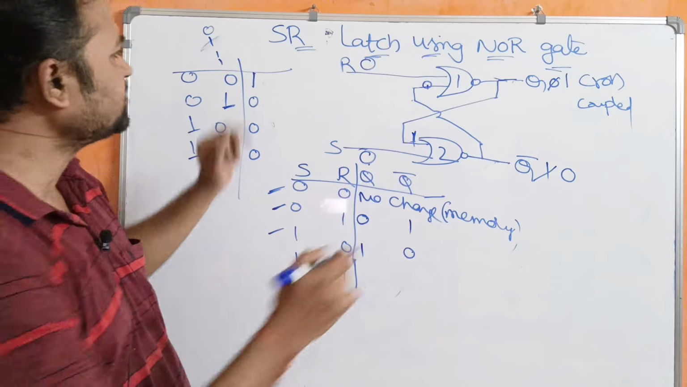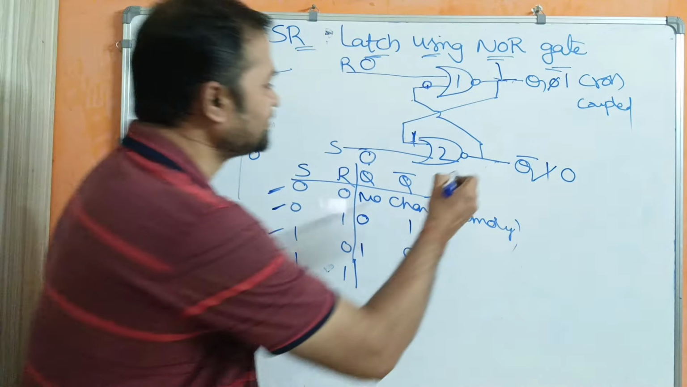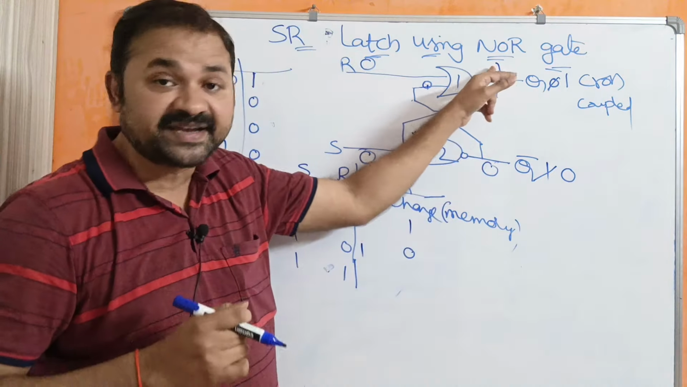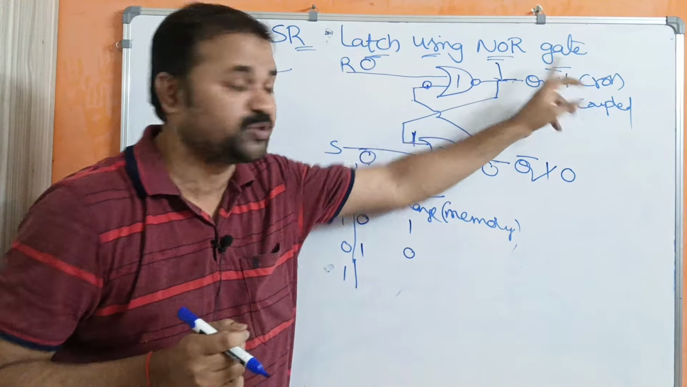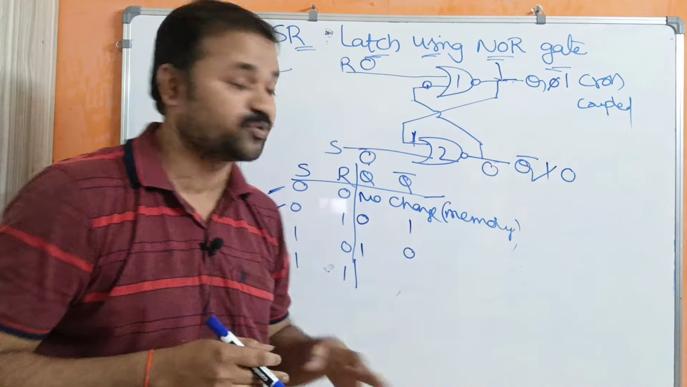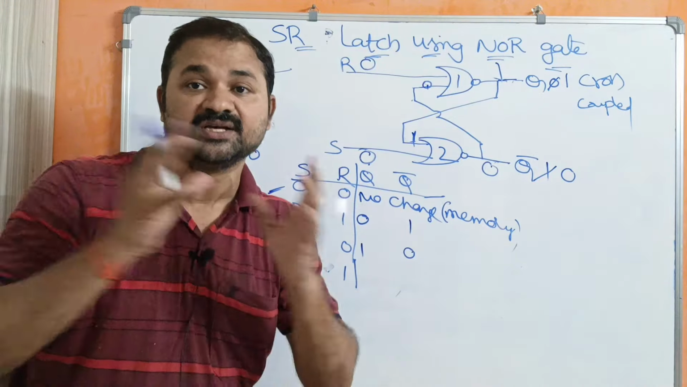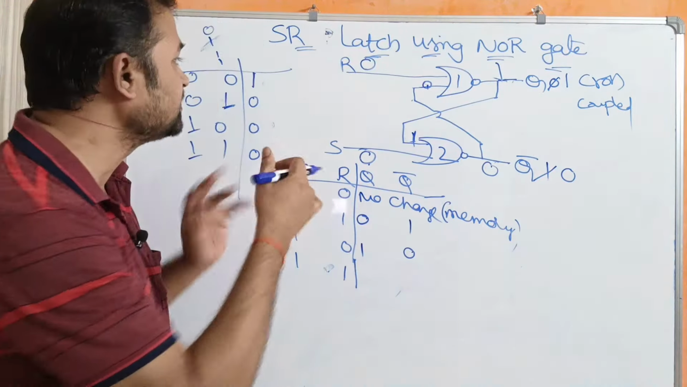0 0 means what is the output? 1 is the output. 1 0 means what is the output? 0 is the output. Here we got 1 as the output. 1 is nothing but previous output only. Here we got 0 as the output. This 0 is nothing but previous output only. So if the inputs are 0 0, then the output is no change. So that means memory for storing the previous data.